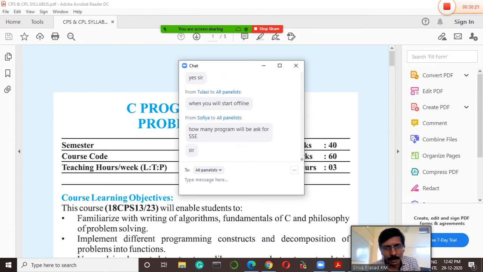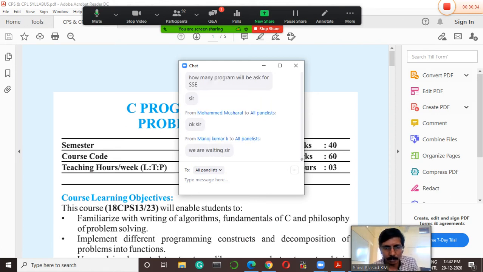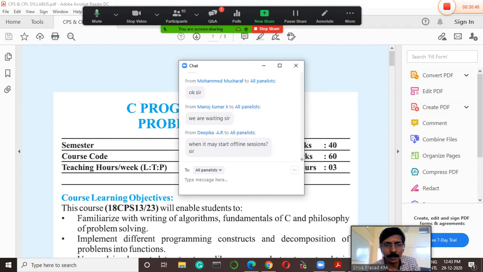How many programs will be asked for SSC? Yes, two programs, I told you, right? Two programs for internals, two programs for externals. From the external, main exam point of view, one program will be from part A and another from part B. For the internals, based upon the number of programs we have covered, we will decide how many programs are given, and it will be intimated to you in the lab itself.